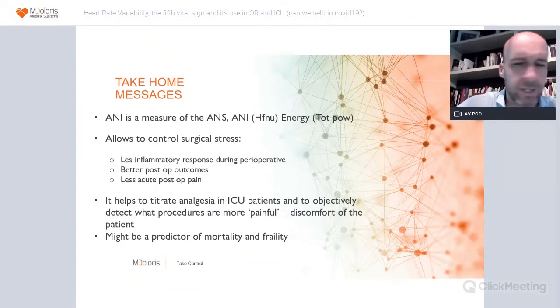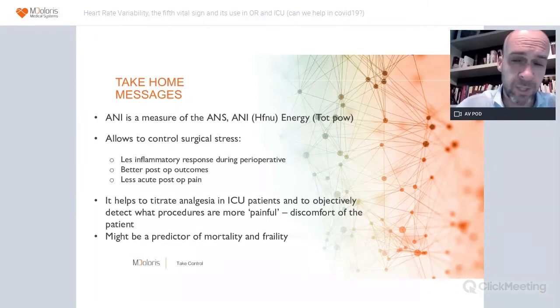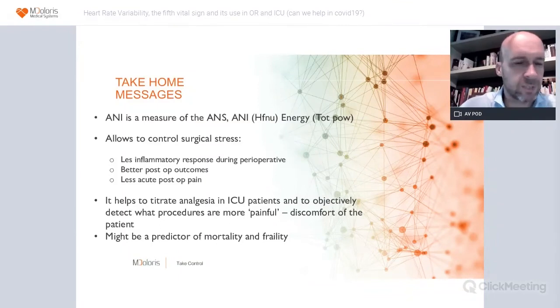So the take-home message, this is just my last slide, and I cover those hour and a half, all those subjects. ANI is a measure of the autonomous nervous system. ANI is HF-nu, and energy is total power somehow. It will allow you to control surgical stress. You will know the balance, the situation of your patient's autonomous nervous system, so you will be able to take the right decisions to support your patient and their autonomous nervous system, getting less inflammatory response, so better postoperative outcomes, less pain, and less nausea and vomiting, etc.